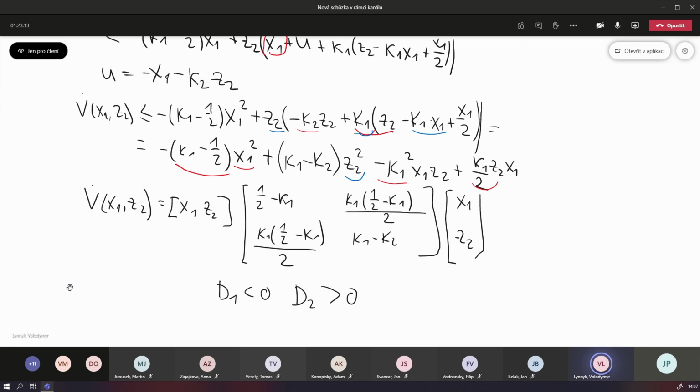Okay, d1 in our case, this term, d1 equal to 1/2 minus k1, is less than 0, and so k1 is greater than 1/2. Yeah, but we know this condition from our first step, I think, when we said that k1 is greater than 1/2.